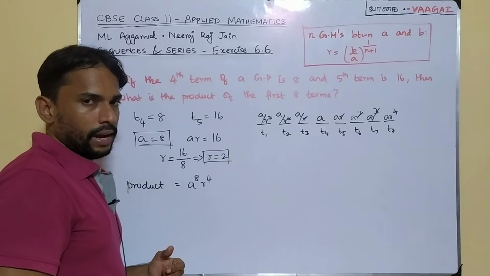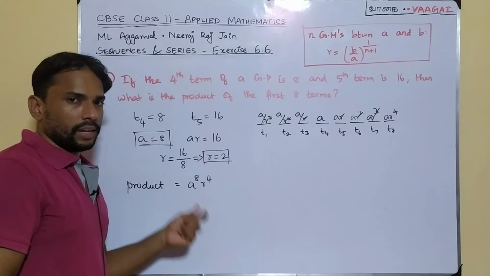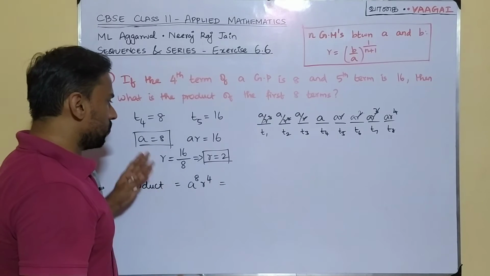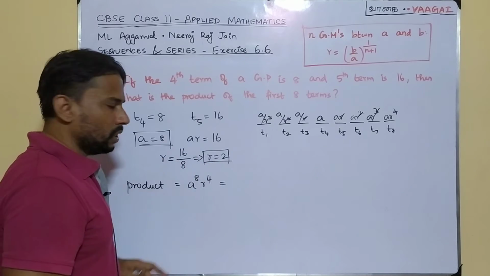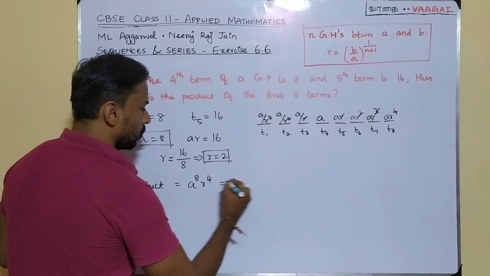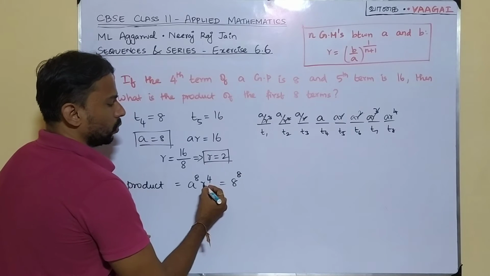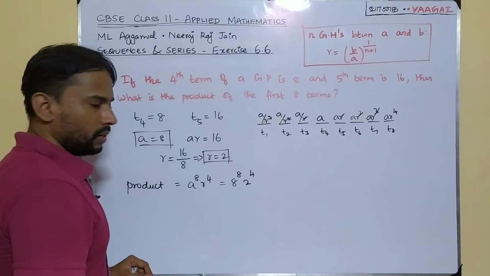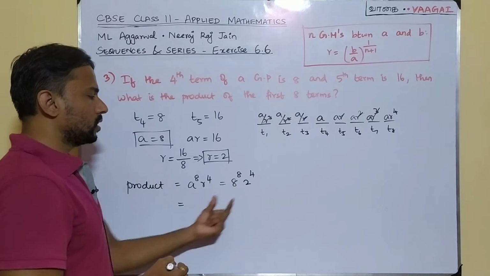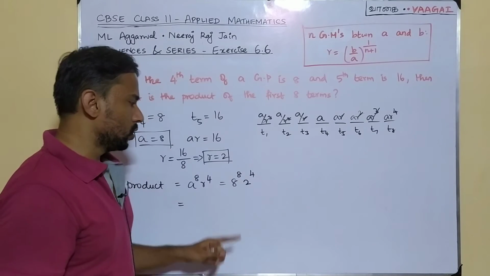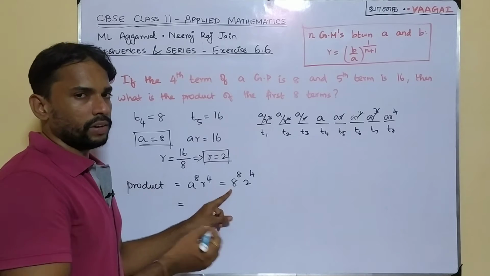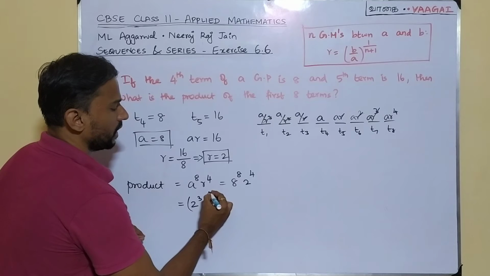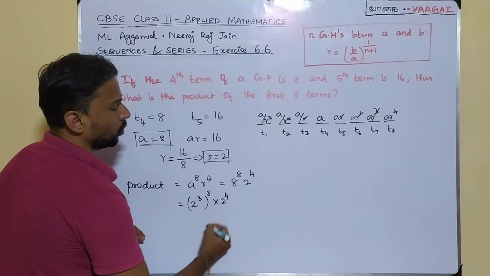This is going to be the product, but still we have to substitute and then get the answer also, right? We have them in terms of a and r only, and we know the values of a as well as r. Let's substitute them. A value is 8, so 8 power 8 into r, which is 2 power 4. Now I can still simplify this. I will write 8 as 2 power 3. So 2 power 3, the whole power 8, multiplied by 2 power 4.